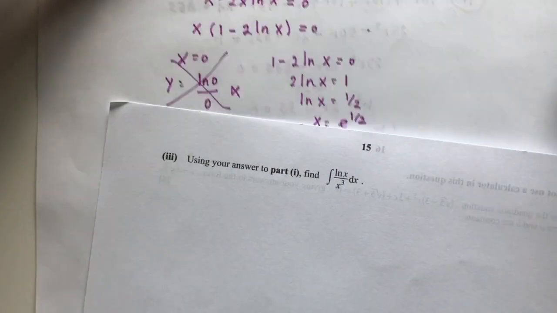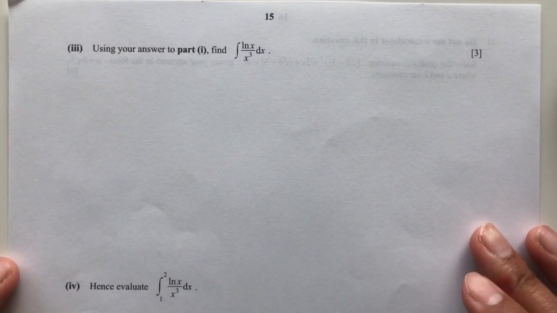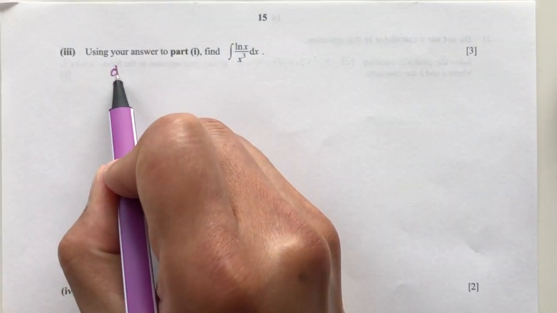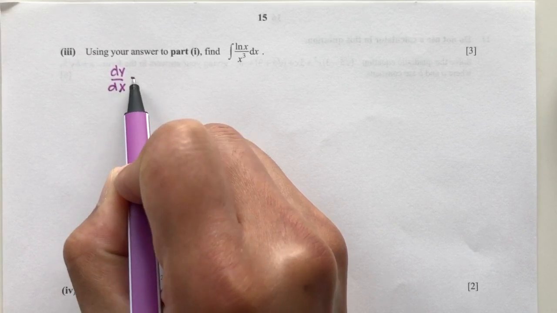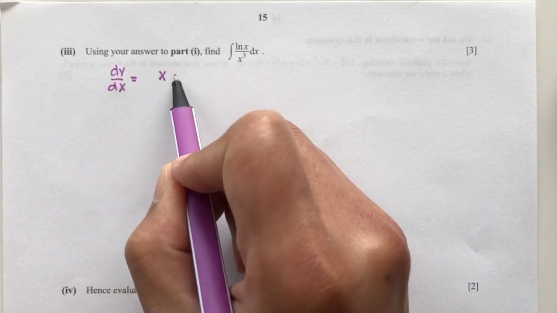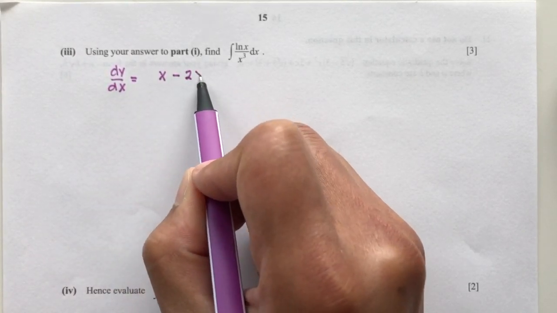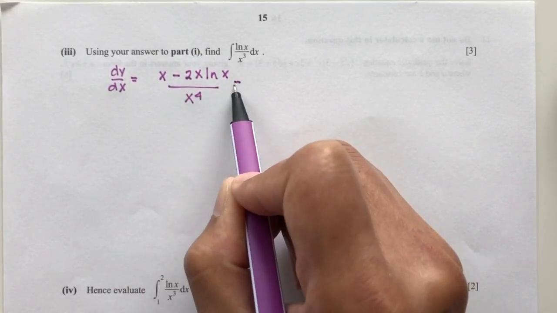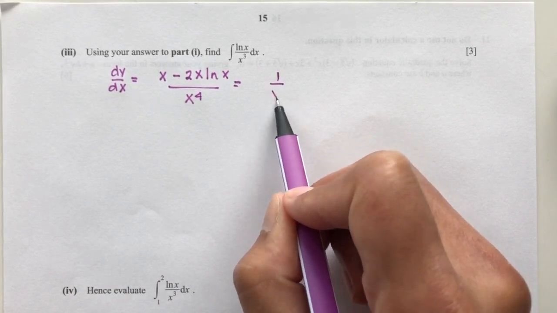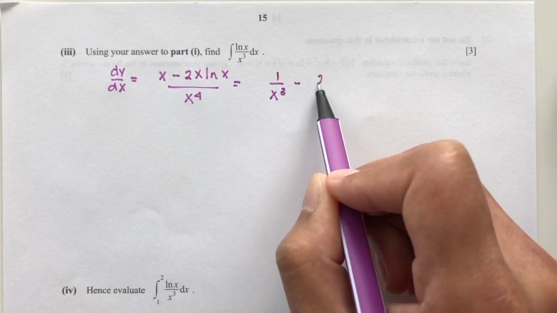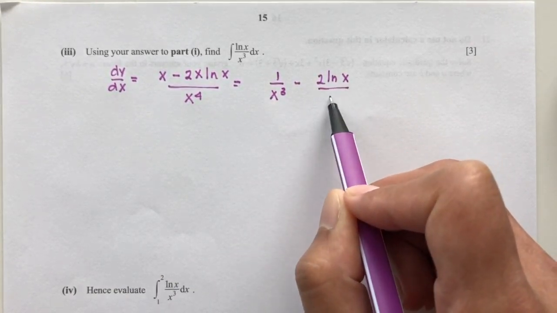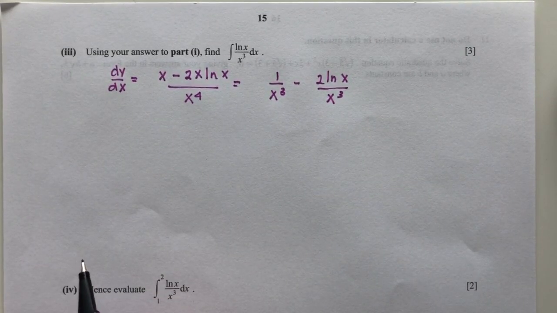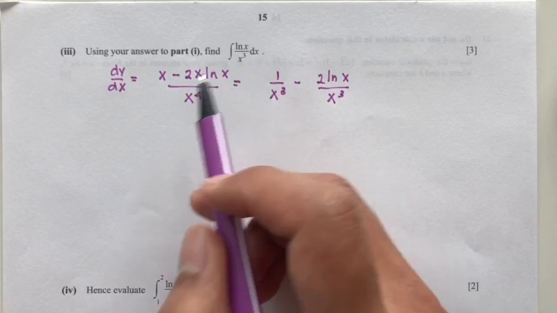Now let's move on to part 3. Using your answer to part 1, find this one. So part 1 we have dy by dx is equal to x minus 2x ln x over x power 4. Now if you break it down, you will have 1 over x cubed minus 2 ln x over x cubed. That is dy by dx for part 1. So we are trying to find the integration of this.